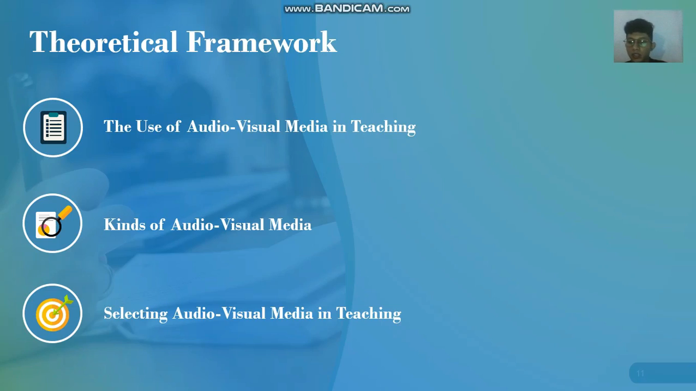Nowadays, technology makes a change in education by providing various media to enhance the quality of the teaching and learning process. The theories of audiovisual media in teaching have been explained and elaborated clearly. The combination of audio and visual media will enrich the way teaching and learning is delivered.